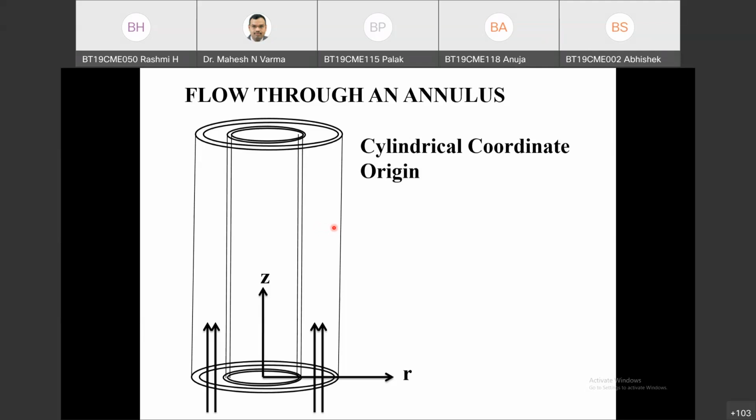Okay, so now we have everything. Non-vanishing velocity will be Vz. There is only Vz velocity. Velocity is there only in Z direction. There is no R velocity because driving force is 0. There is no theta velocity because the problem is symmetric around theta. It is not symmetric around R, but it is symmetric around theta. So there is no velocity in theta direction. Vr equals 0 and v theta equals 0.